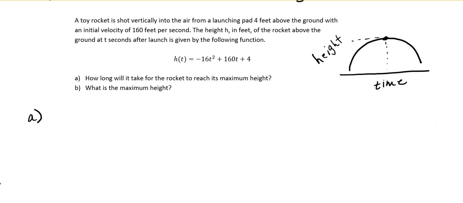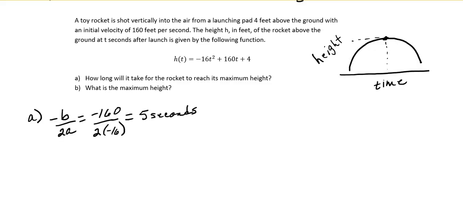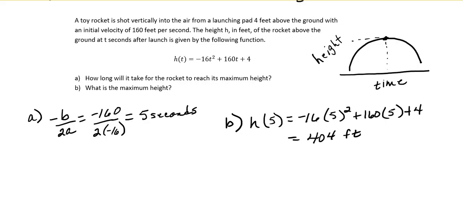Okay, part A, how long will it take for the rocket to reach its maximum height? That's going to be the x-coordinate of my vertex. So that's going to be 5 seconds. The second part is, what is the maximum height? I'm going to have to put 5 seconds back into my formula in place of the t, and I get 404 feet.